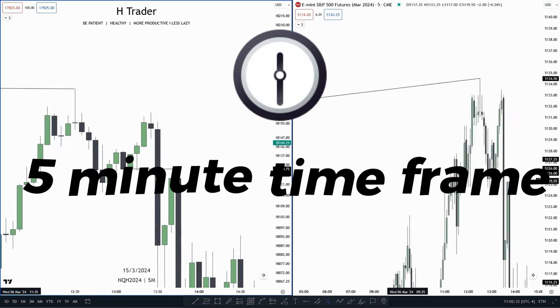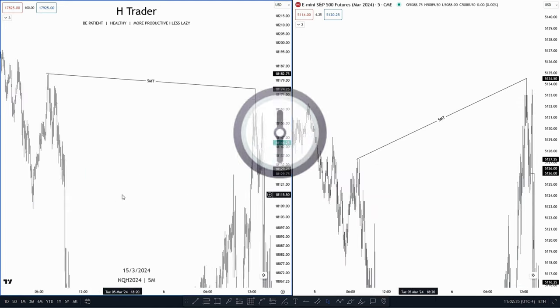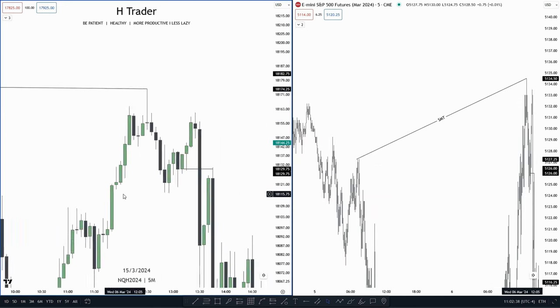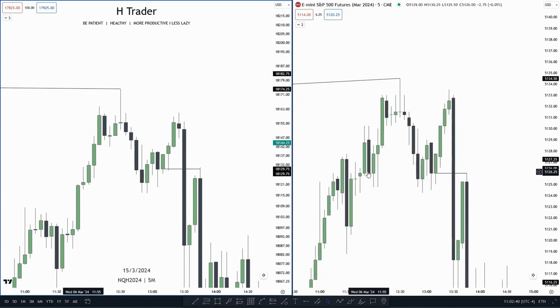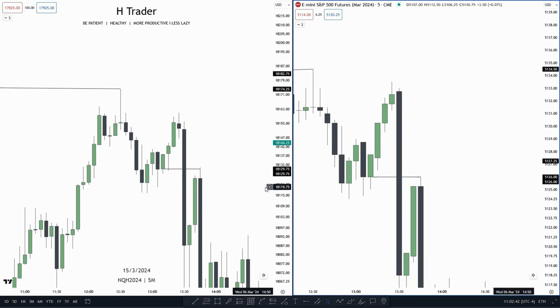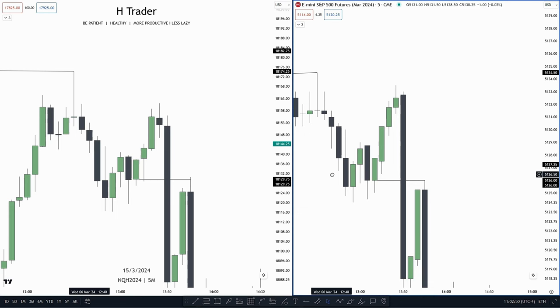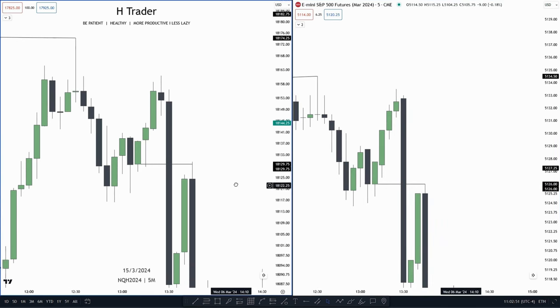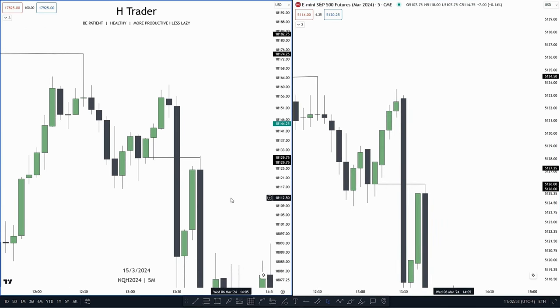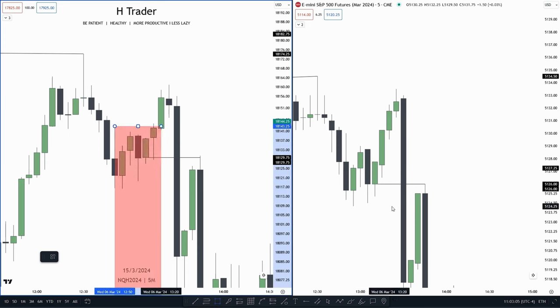Down here on the 5-minute time frame, we can see that we created that SMT, which means we could anticipate a reversal. And that also means we can now start looking for that top of the iceberg trade entry. But before we just take a trade entry on the SMT, we want to look for a confirmation that price is now willing to move lower. And one confirmation could be a change in state of delivery, which we have right here, and also a mitigation block, which we have within here.